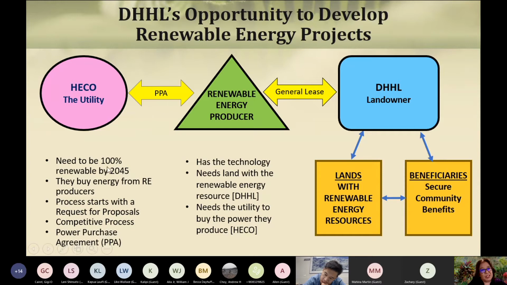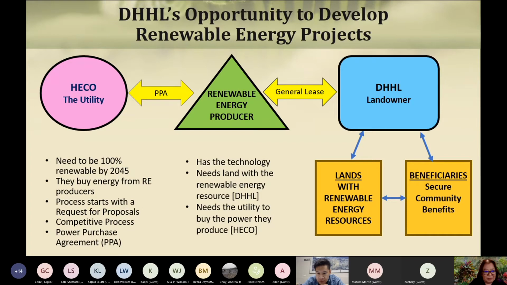So basically, we start with the utility, and the utility, as I explained, has a goal of reaching 100% renewable resource energy by 2045. And the way that they do this is they're going to buy energy from renewable energy producers, okay?